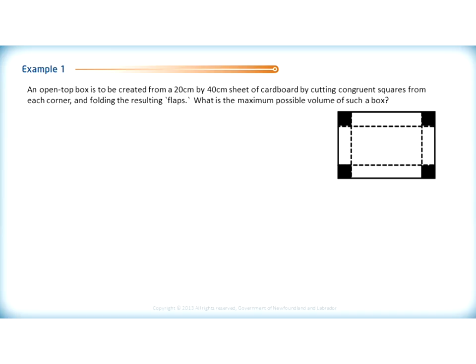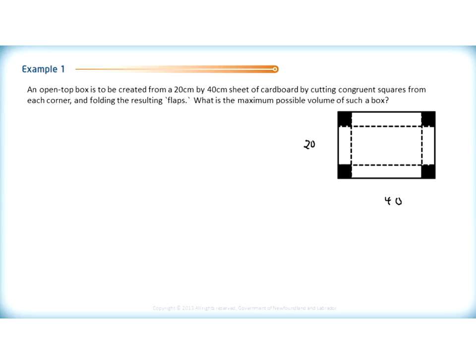So this first situation we have an open top box that's going to be created from a 20 centimeter by 40 centimeter sheet of cardboard. We've got 20 centimeters on the shorter side, and 40 on the longer side. And it says we're going to cut congruent squares from each corner and fold up the resulting flaps, and that's going to make us an open top box. So what is the maximum possible volume of such a box?